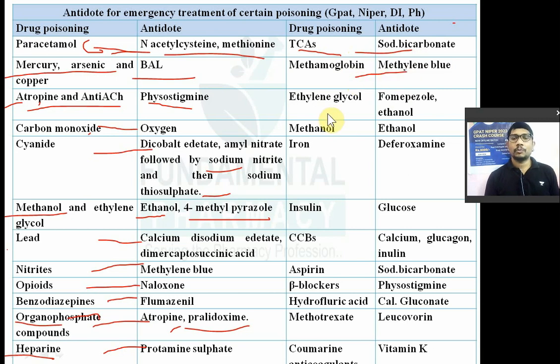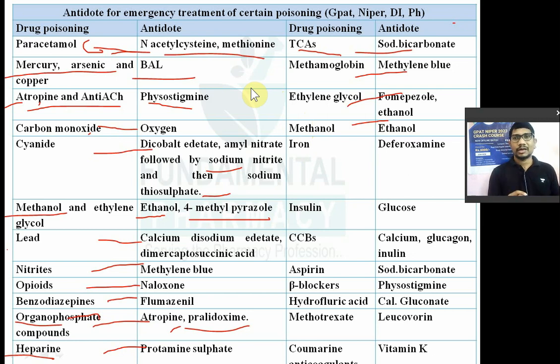In case of poisoning of ethylene glycol, the antidote is fomepizole. In case of methanol poisoning, ethanol can be used as an antidote. Now in this case, ethanol can be used as an antidote in methanol poisoning. Why? There is a reason why ethanol is used in methanol poisoning. You have to understand the metabolism of this alcohol.